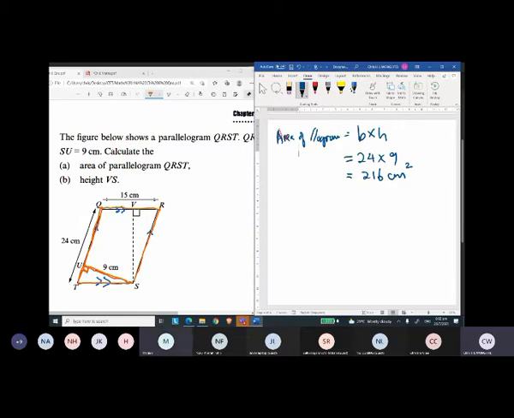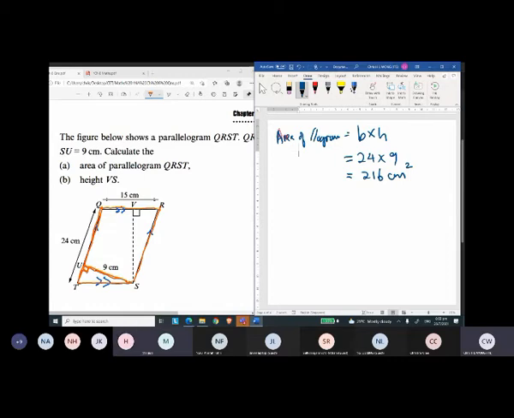The next question is, you're supposed to find the height of VS. How do you do this? How to find VS? You have 15, you have 24, you have 9. Is it, if I'm not wrong, you have to divide? Divide what by what?